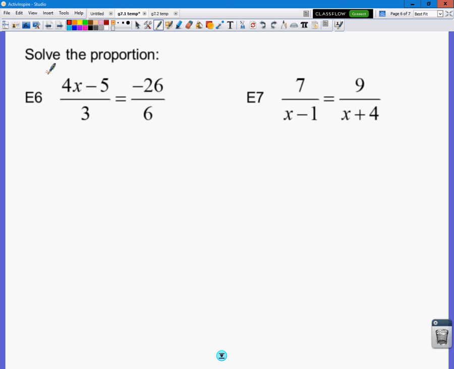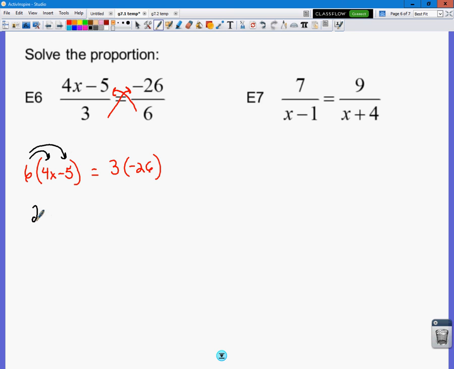And now we're just simply going to solve a proportion. And we're going to take those cross products. In other words, we're going to take the product of the extremes, the 6 times the 4x minus 5. And we're going to set it equal to the product of the means, 3 times that negative 26. In order to solve this, we are going to have to distribute.